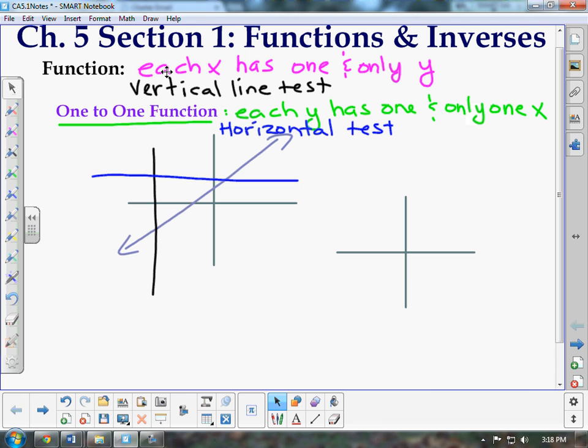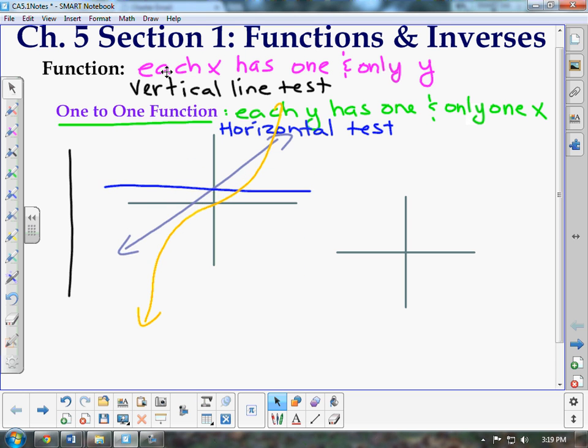Another function that is a one-to-one function would possibly be something that goes like this. Because on your vertical line test, to determine if it's a function, there is no place where this is going to hit more than one spot, and horizontally the same thing.